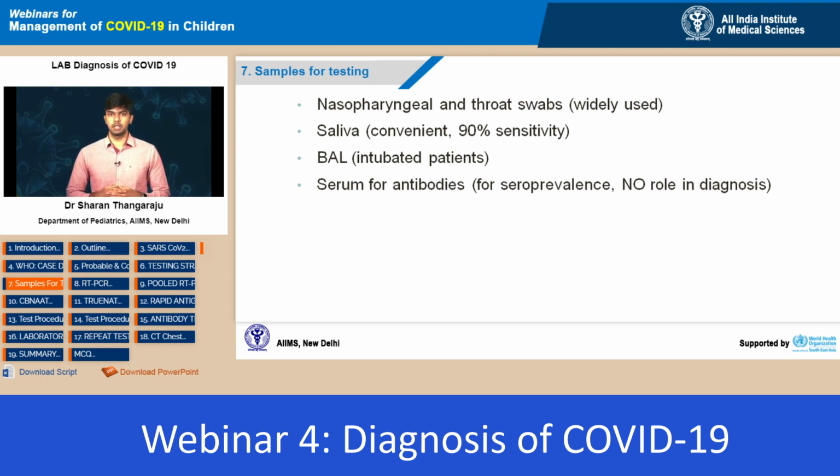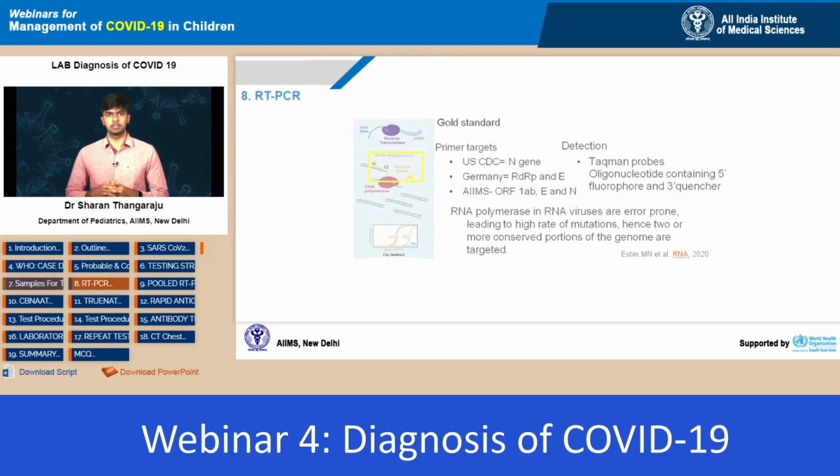The rationale behind using saliva as a suitable specimen is: one, salivary glands are rich in ACE2 receptors and could potentially harbor the virus during the acute symptomatic phase. Secondly, sample collection is safe and cost effective, and it does not require trained personnel donned in adequate PPE. Bronchoalveolar lavage is primarily used in intubated patients and is said to have a better yield than upper respiratory tract specimens. The serum is used for testing antibodies. It is useful to detect past infections and knowing the seroprevalence for epidemiological purposes.